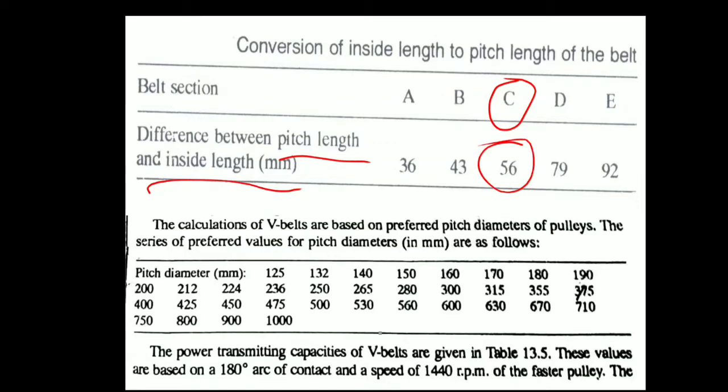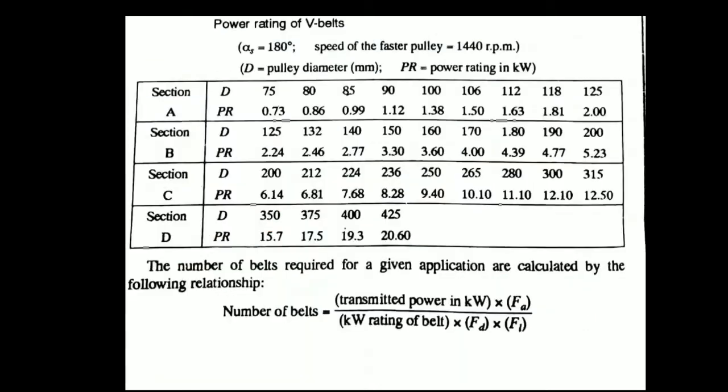Understood? Now this will be the table which helps to find out the preferred value of diameter. Suppose my answer is coming as 225. It means that 236 diameter is suitable, being nearer. That will have to be selected for the pitch diameter of the pulley. Clear? All these things are based on charts and graphs.